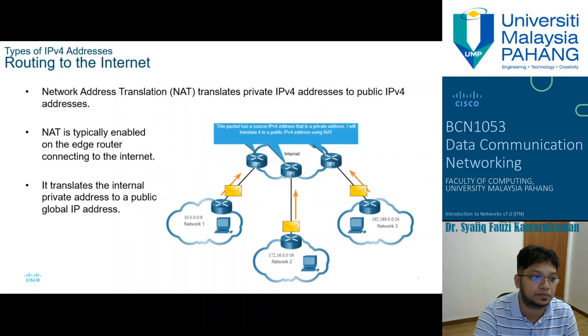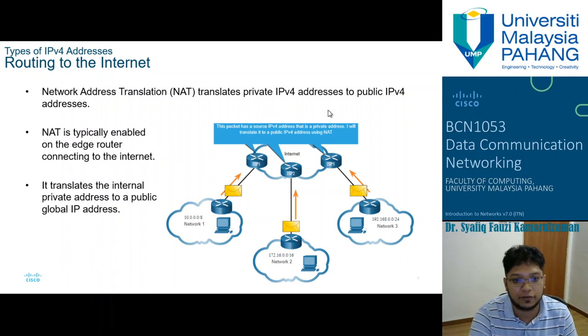So when you route to the internet, this is what I'm talking about: network address translation. You translate the IP address from the private IPv4 address to the public IPv4 address. This job is usually given to your internet service provider.